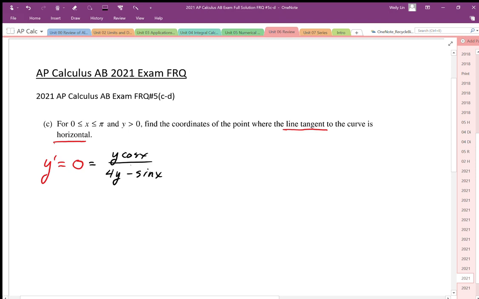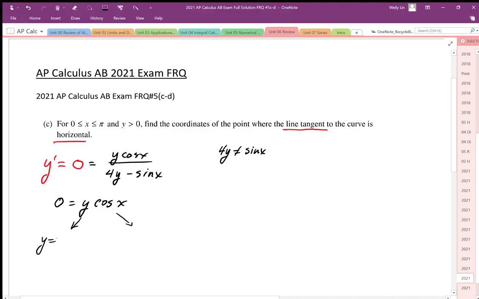And if this is equal to 0, I can just solve for the numerator equal to 0. I just have to make sure I have a restriction that 4y is not equal to sine x. Okay, so we don't want the denominator to equal 0. However, that's unlikely, so we can just go ahead and simplify this equation to solve this as 0 equals y cosine x. And since it's equal to 0 and it's factored, we can solve these independently.